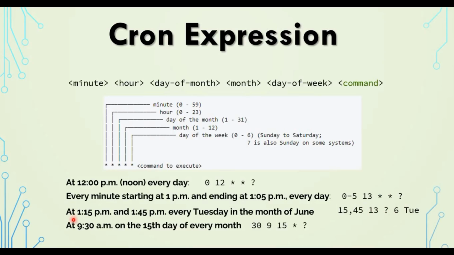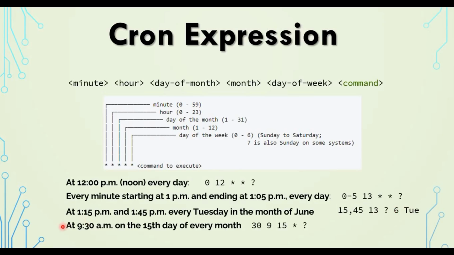Then you also have option like other example like 1:15 p.m. and 1:45. So you want to run only those 2 times every Tuesday of the month of June. So that means you'll have to use like 15 and 45 comma. You have to use comma, so that 2 minutes, 15 minutes and 45 minutes at the hour of 13. And you'll use every Tuesday, so it should be like Tuesday here and month of June, so that means it's 6. So every Tuesday it will be running.